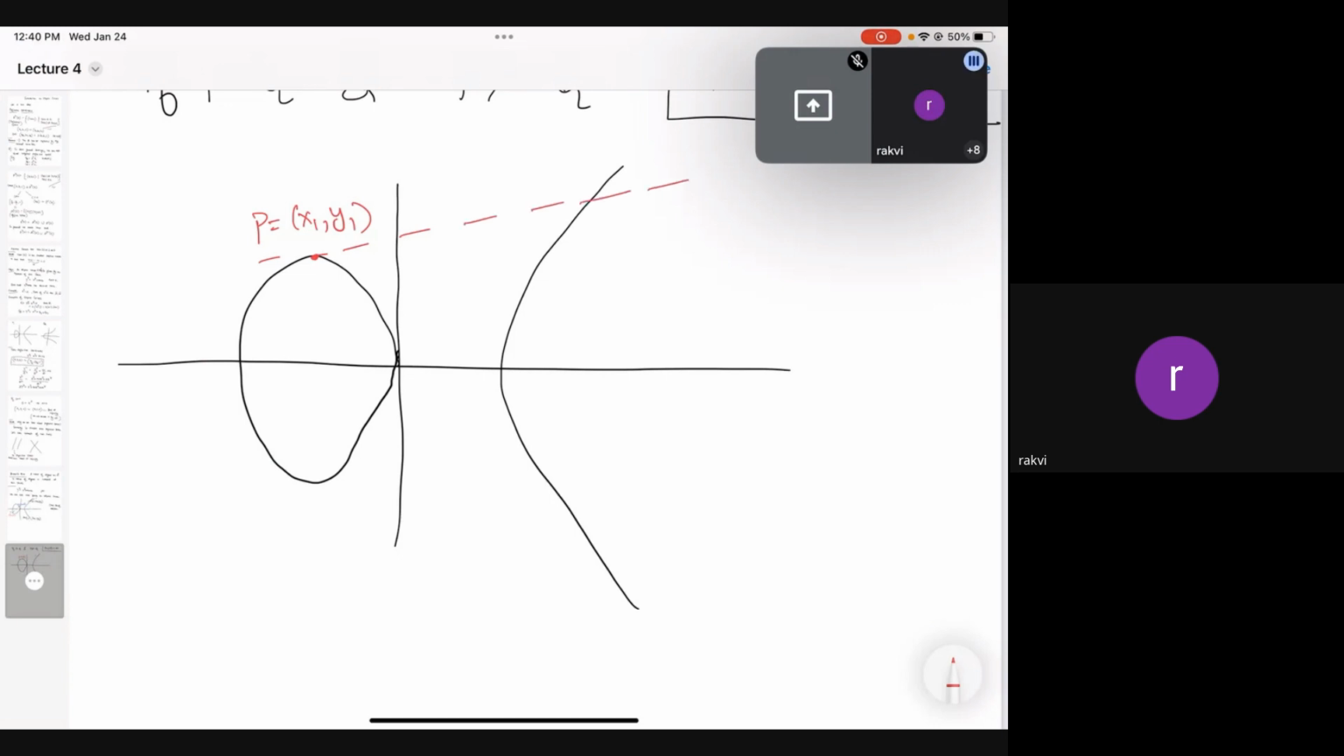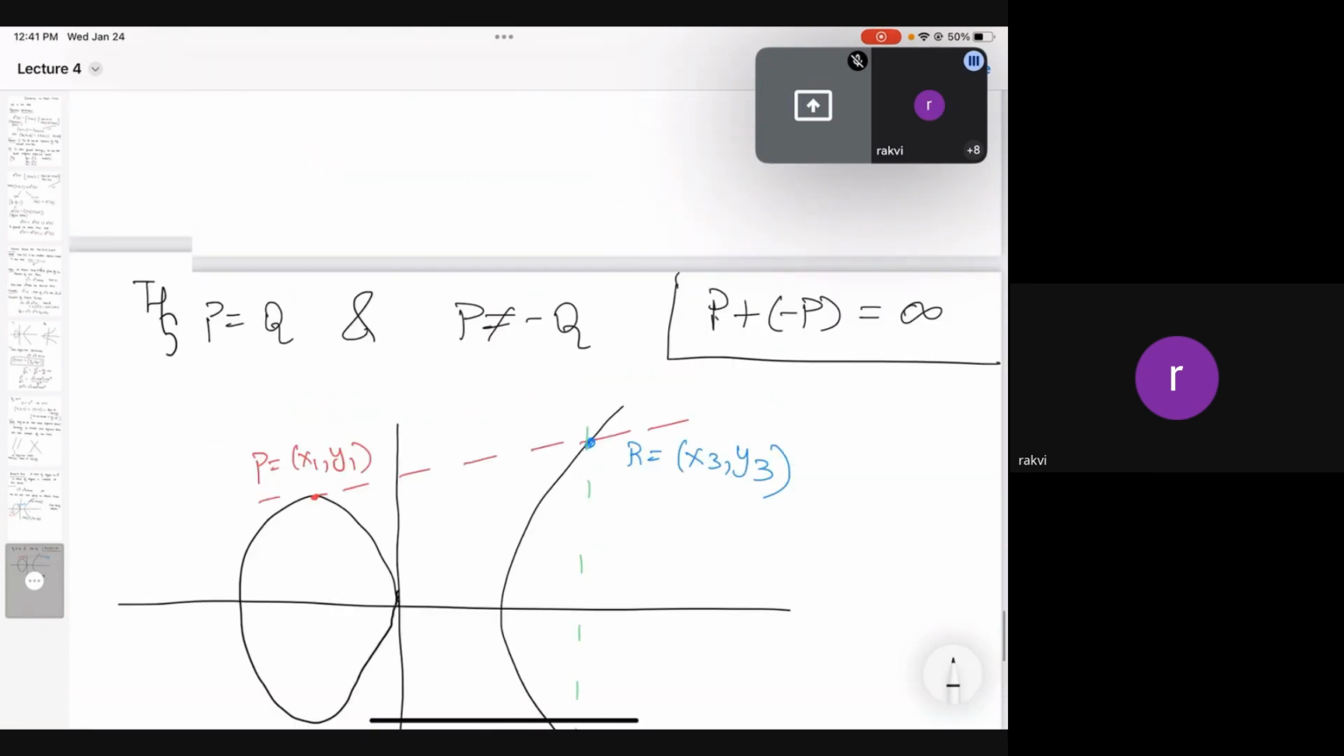Now we can think of the tangent as already having these 2 points, right? So I can still find the third point where it intersects. Let me call it R. And now the same thing, I take its reflection and that is my 2P. So the only difference is that instead of a chord, now we have tangents. Okay, so this is a visual representation.